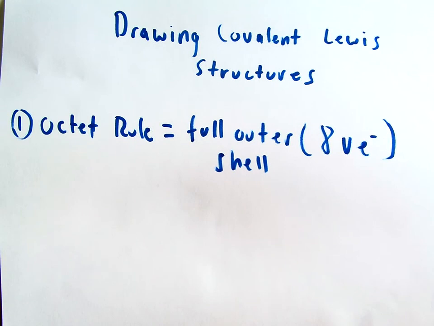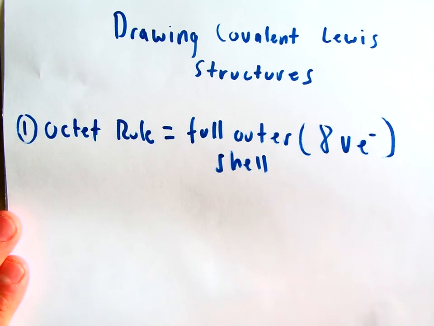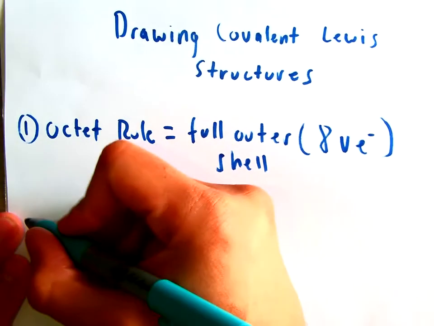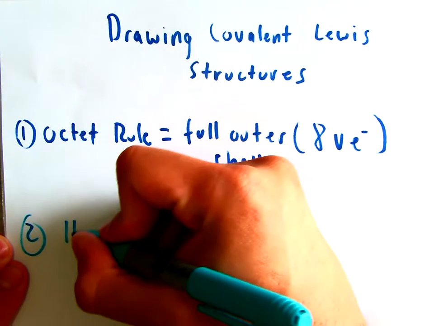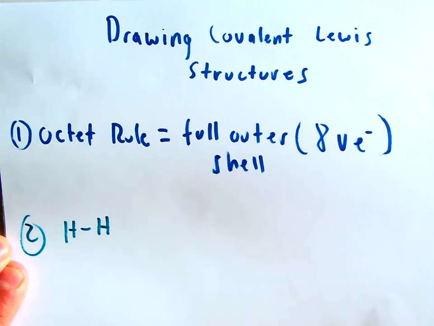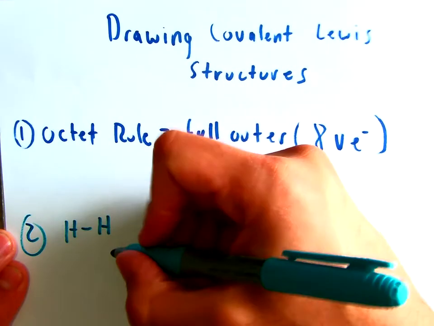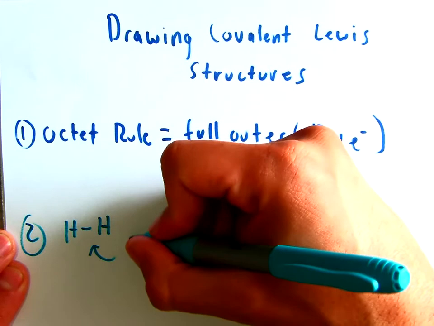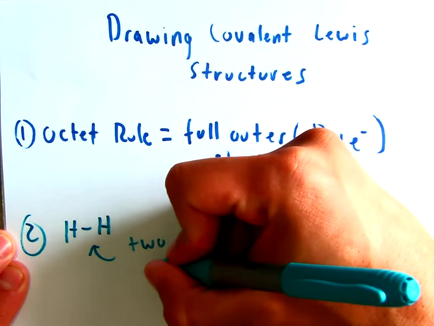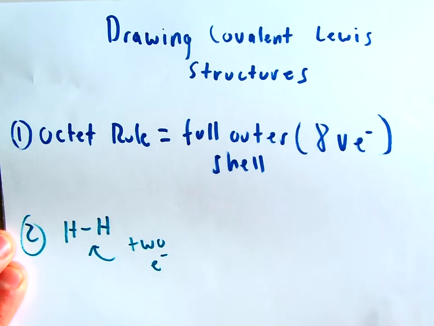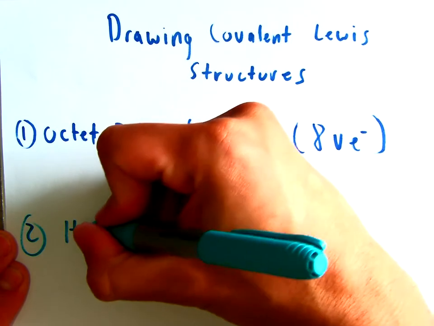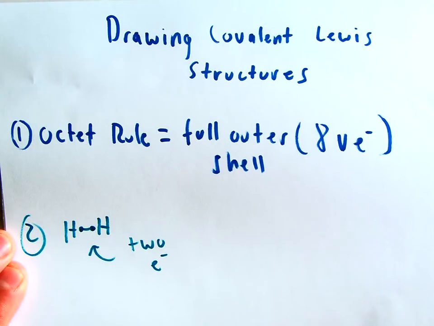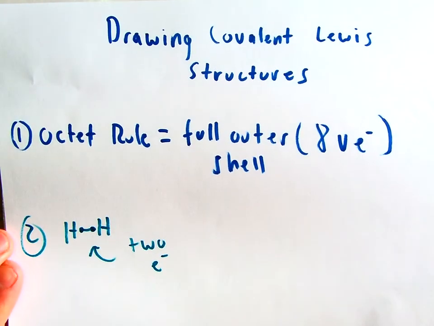The second concept we have to understand is that we have to be able to look at types of bonds and understand what type of bond we're looking at. So when we have something like this, H, this is a single bond, and that represents 2 shared electrons. You can think about it as one electron being there and one being there. So a line represents shared electrons.